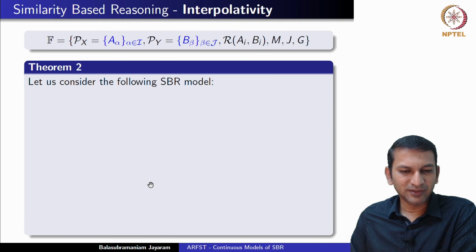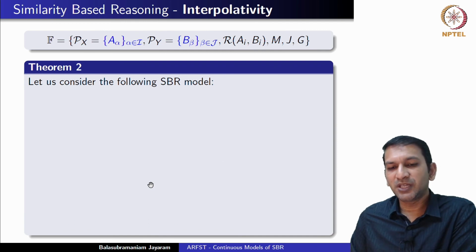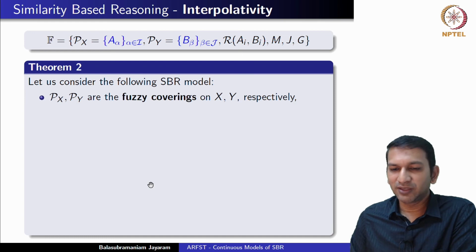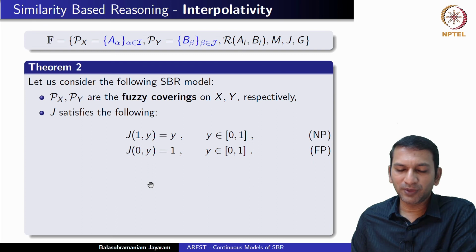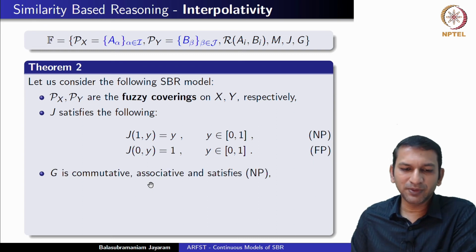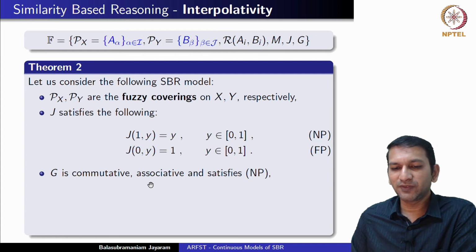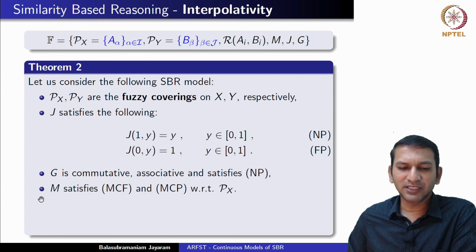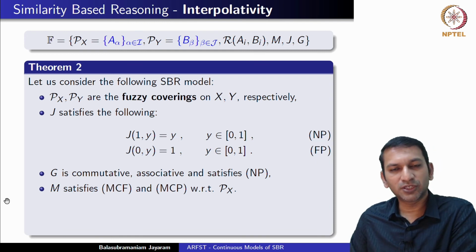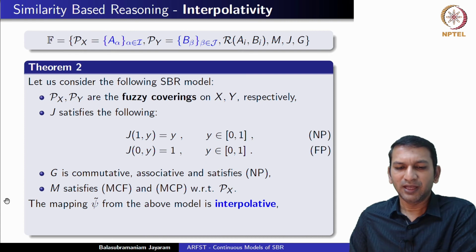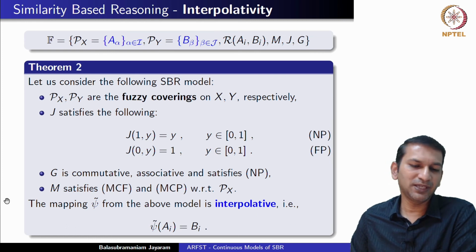Now, under this condition, we have seen that an SBR model is interpolative. What are the conditions? Px and Py are fuzzy coverings. J satisfies these two properties, that is NP and also what we call the falsity principle. G is commutative, associative and satisfies NP. And M satisfies both MCF, it's consistent with respect to its domain, and also consistent with respect to the fuzzy covering Px. Then we have seen that the psi tilde obtained from here is in fact interpolative. That means psi tilde of Ai is Bi.